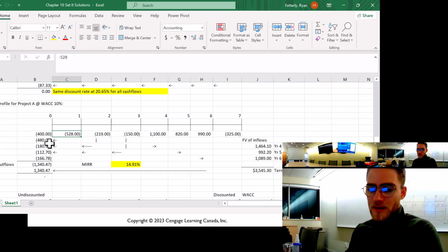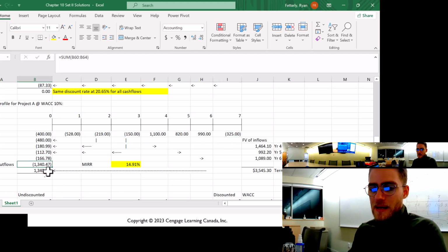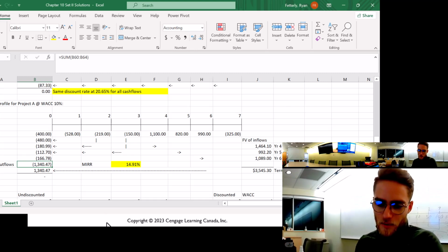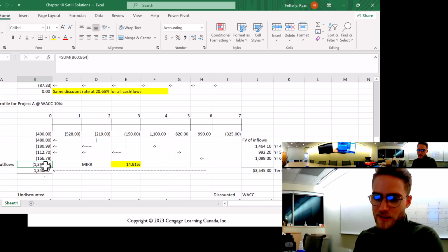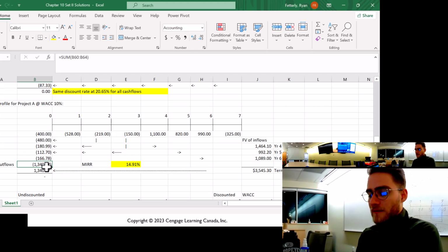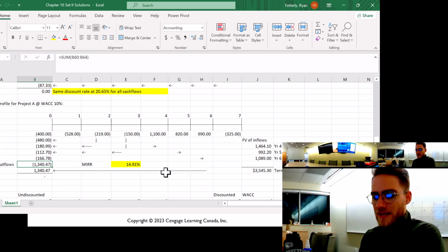528 paid in year 1 is worth 480 today. 219 paid in year 2 is worth 180 and 99 today, right? And then I also bring back this 325, which is worth 166 today. The present value of all my outflows here is $1,340. The future value of all my inflows is worth 3,584.